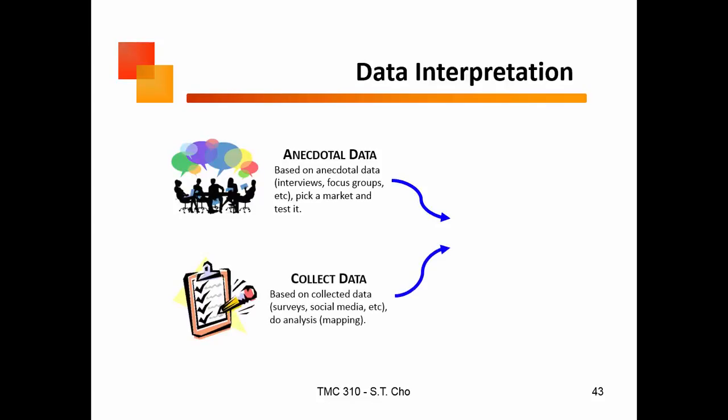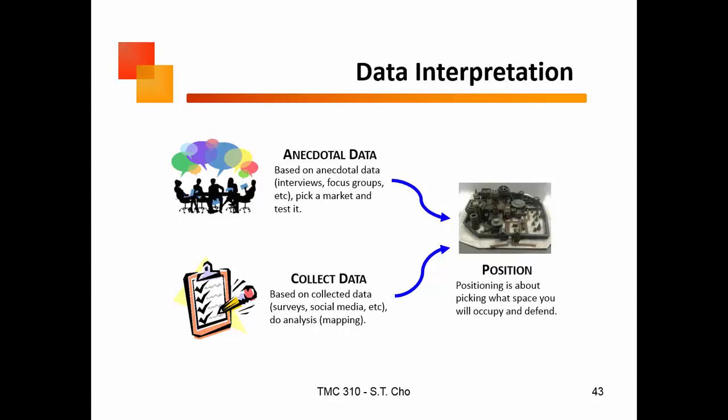And so in terms of data, the way I can come up with my positioning is I either use anecdotal data or I collect targeted data. Anecdotal data is I just go in there, have a conversation, and then based on the entire flavor of what I get, and the thing about anecdotal data is it can build on itself. You can keep changing the questions. Or I can actually collect data, do surveys, and do hard analysis. And from that, I can come up with a position, figure out what space that I want to occupy.